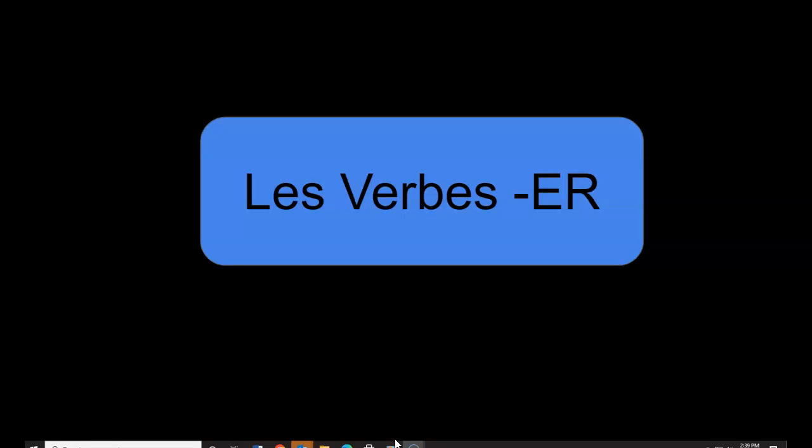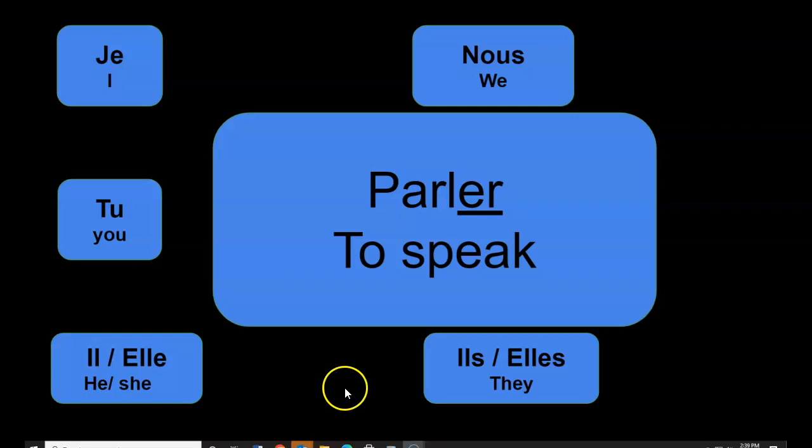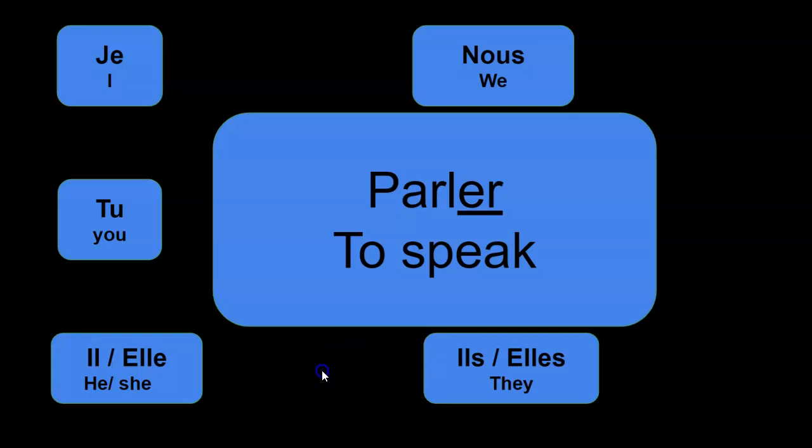So today we're going to do ER verbs. This is great because a lot of verbs are ER verbs. The first one we're going to start with is parler. So how you figure out what an ER verb is by looking at the end of the verb. So underlined, I have the ER, and that's at the end of the verb. So I know that this is an ER verb because the last two letters are ER. And so parler means to speak. Je parle français. So we're going to learn how to conjugate verbs today.